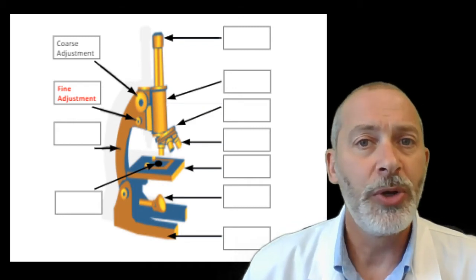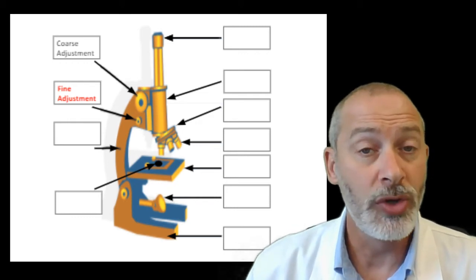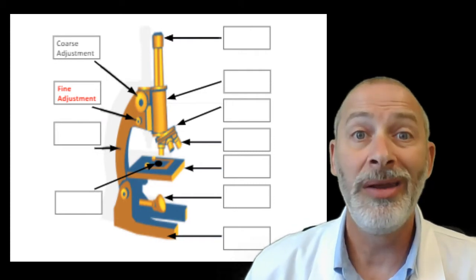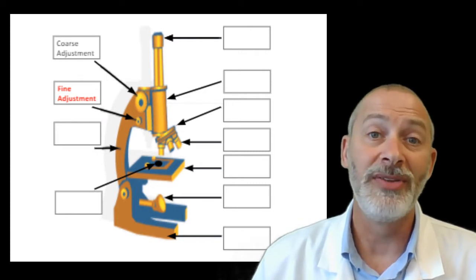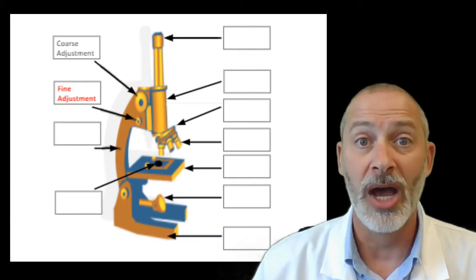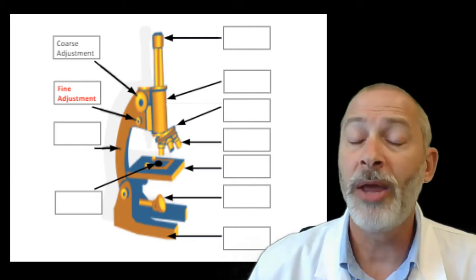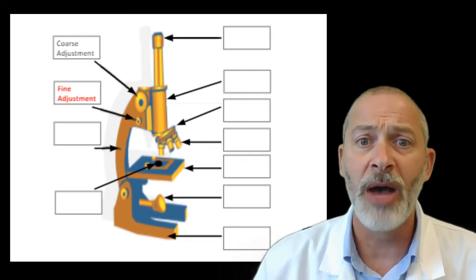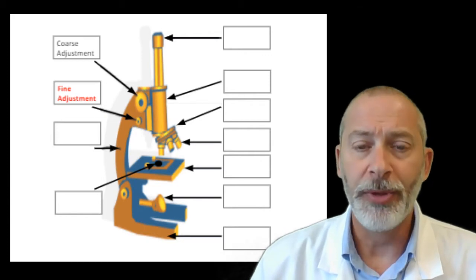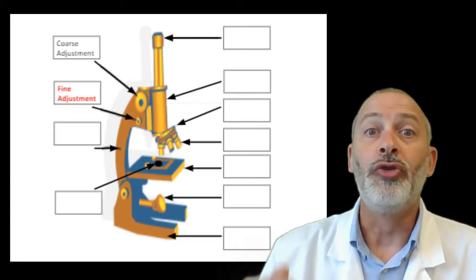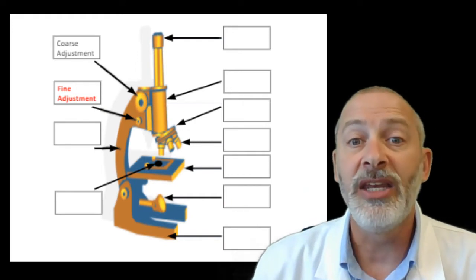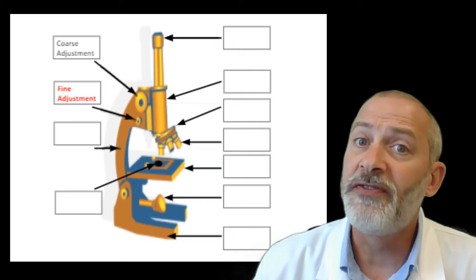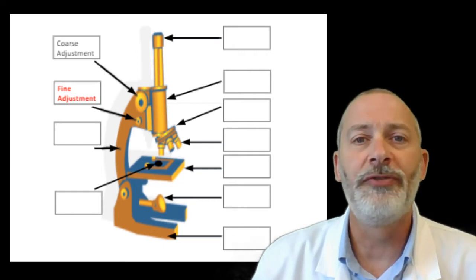Now, in the laboratory, we have microscopes with both a coarse and a fine adjustment knob, but we also have microscopes with only one knob that functions both as a coarse and fine adjustment knob. But in this diagram and the primary microscopes we will be using, the coarse adjustment knob moves the body tube, the part that it's connected to, a greater distance than the fine adjustment knob. You'll be using the coarse adjustment knob first, and then you'll use the fine adjustment knob to fine-tune the focus for your eyeballs.